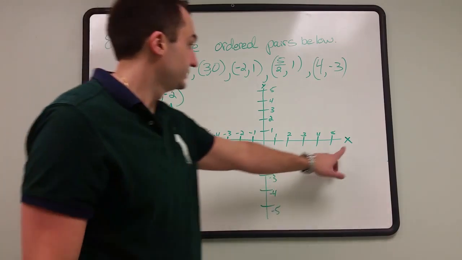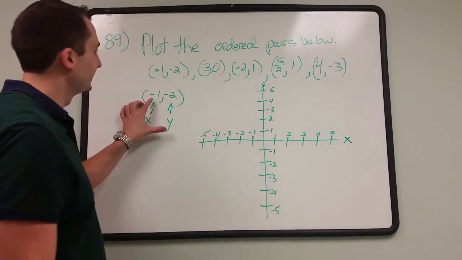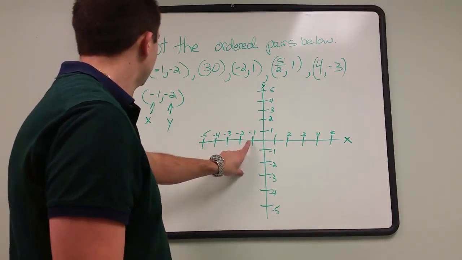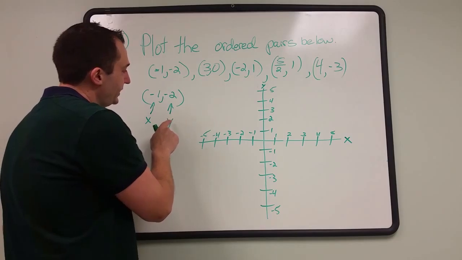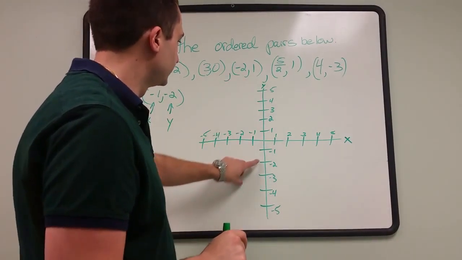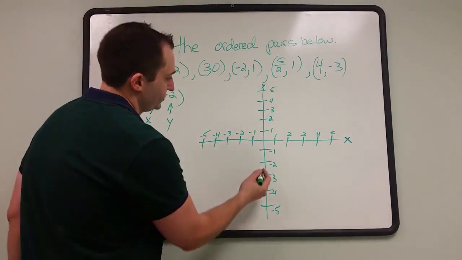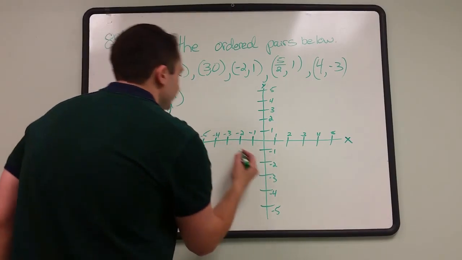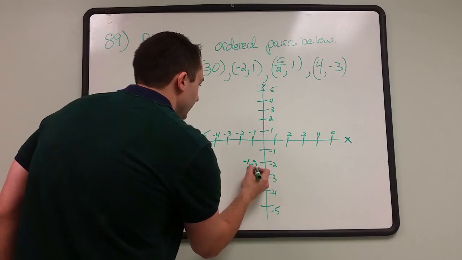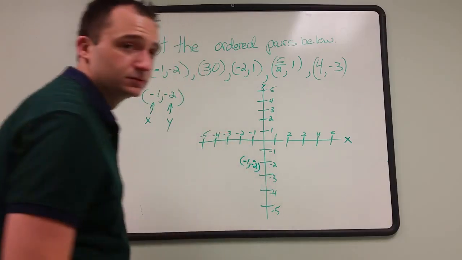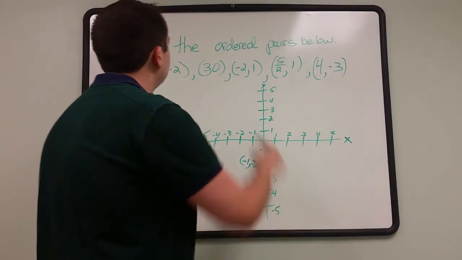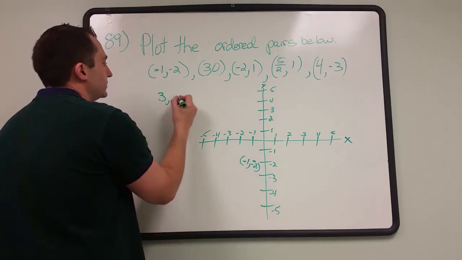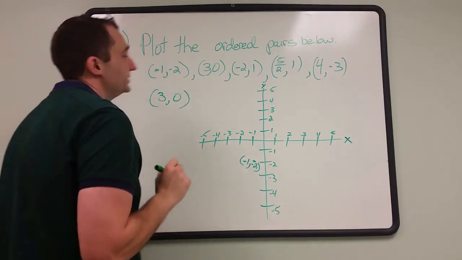So on the x-axis, which runs horizontal, we're looking for -1, which is right here. And then -2 on the y-axis, which runs vertical, is right here. So where these 2 points intersect, which would be right about here, we would label -1, comma, -2. The second of the 5 points is 3, comma, 0, and it's the same steps.